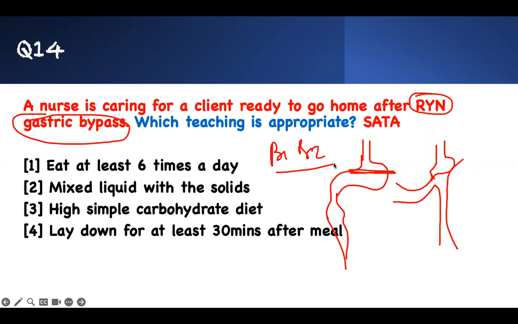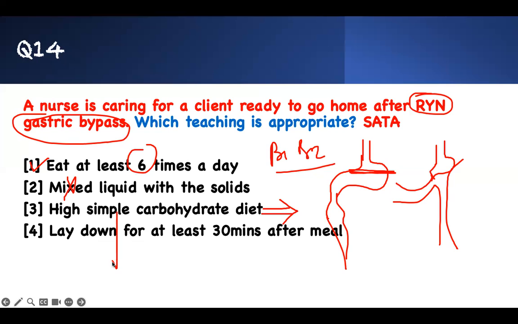Therefore, because of that, we want them to eat small meals at a time. So 6 times a day is good, not 3 meals. 6 small meals will be very good for this patient. You should separate your liquid from your solid. Don't mix the liquid with the solid. Mixing liquid with solid is wrong. A high simple carbohydrate diet is what you should avoid. This is one of the problems that causes the symptoms of hypoglycemia. Don't take anything that has simple carbohydrate.